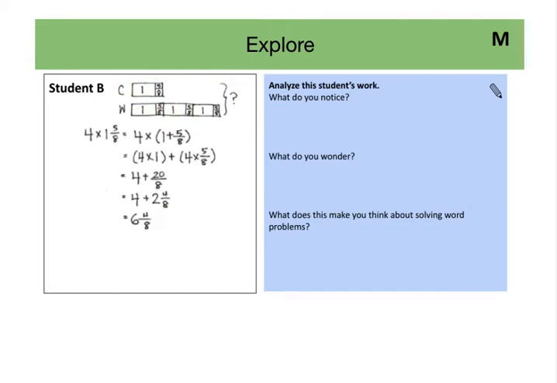All right, let's go ahead to slide M. So we're going to look here at student B's work. So I want you to go ahead and jot down what do you notice, what do you wonder, and when you're ready, you can go ahead and unpause. So what did you notice here? Did you notice they also drew a bar model here to represent the amount of fabric used for the child's dress and the woman's dress?